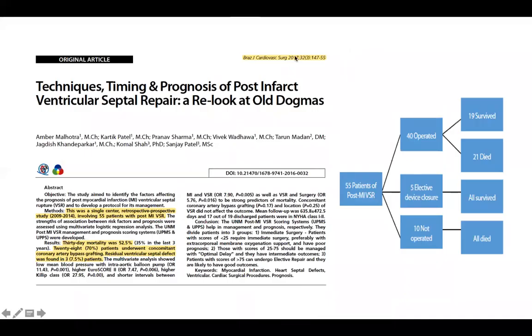This paper in 2017 was in Brazilian cardiovascular surgery. They had 55 patients, 40 patients operated. The death was more than this, 21 died. They reported a 52% mortality. Only 19 survived. Elective device closure, all survived. Basically, this is how the bias comes. They are very small, they are not sick, they do it after a couple of weeks or 1 month. They have to survive. And those who are not operated, they just died.